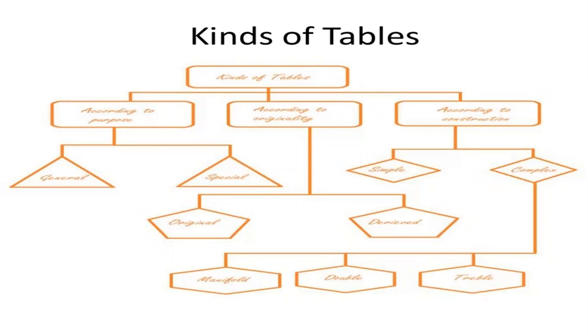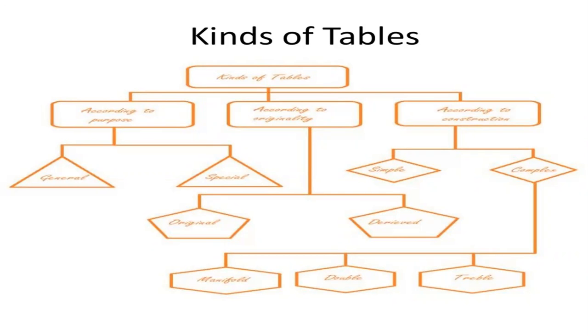According to the purpose, there are two types of table: general and special. According to the originality, tables are divided into two parts: original and derived. And according to the construction or coverage, tables are divided into two parts: simple and complex. Simple and complex are also divided into three parts: single, double, or triple, or manifold.